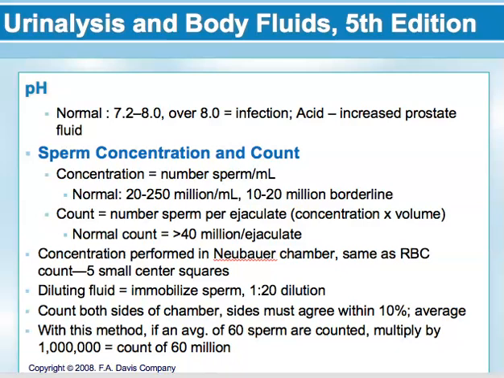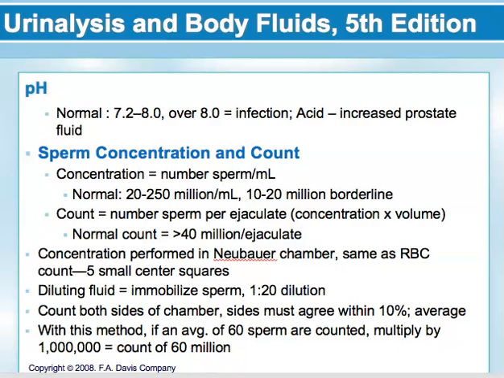Okay, so concentration and sperm count. So fertilization occurs with 1 sperm, but the actual number of sperm can be an indication of fertility. So factors that can affect sperm concentrations and count include the days of abstinence, infection, stress. The concentration is considered the number of sperm per milliliter, whereas the count is the number of sperm per ejaculate. So normal concentration is 20 to 250 sperm per milliliter, and normal counts, which can be calculated as the concentration times the volume, count of greater than 40 million is considered normal.